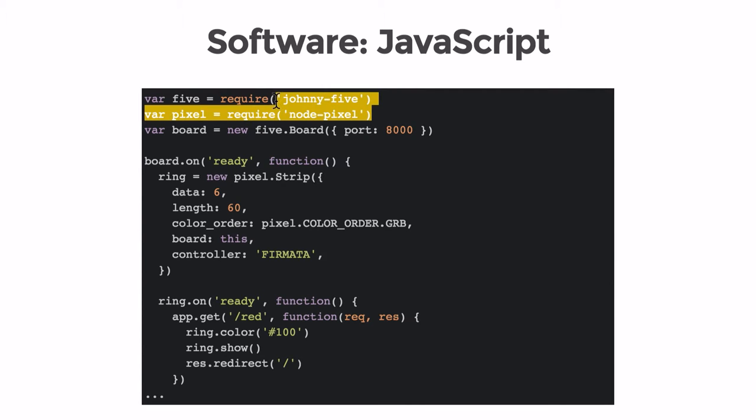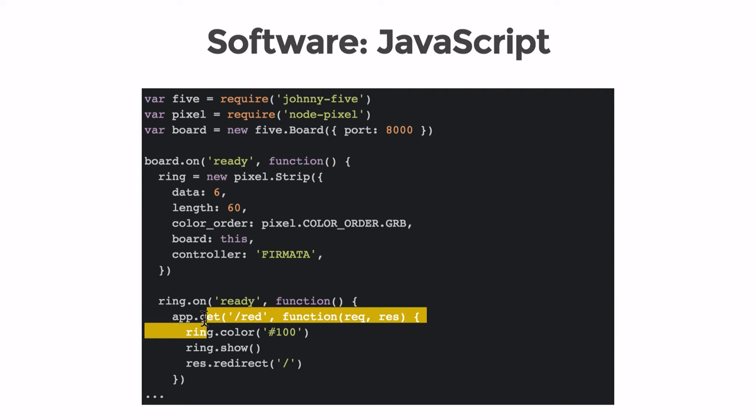Here you see Node, and I initialize it. And finally, using Express routing, when I hit slash red for the HTTP GET, I display the ring color. So once again, from my laptop, I go all the way to the Arduino to communicate this.